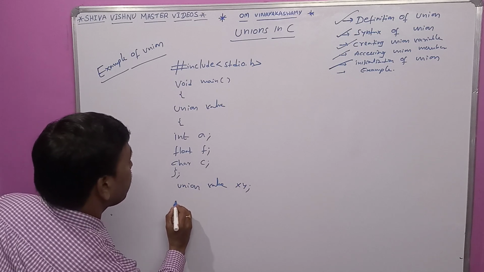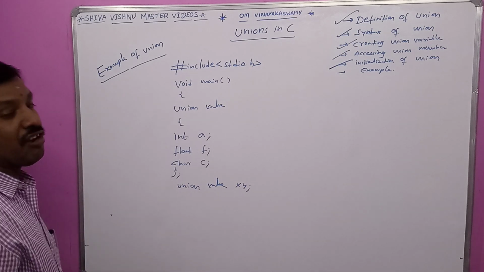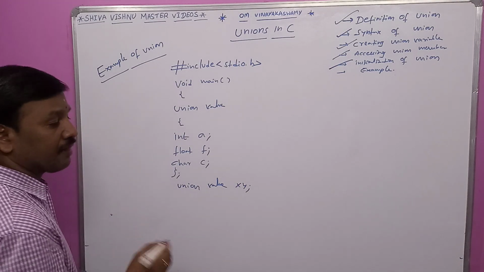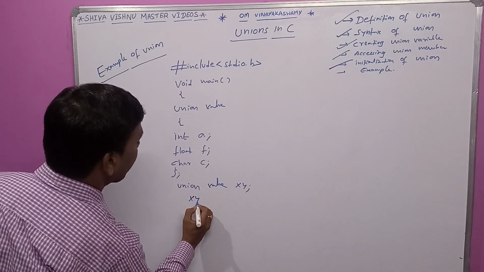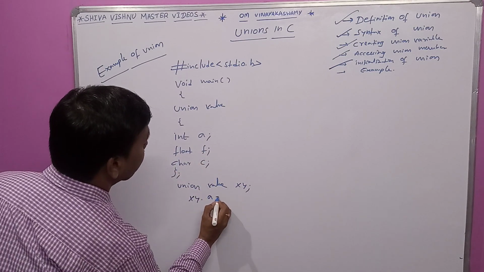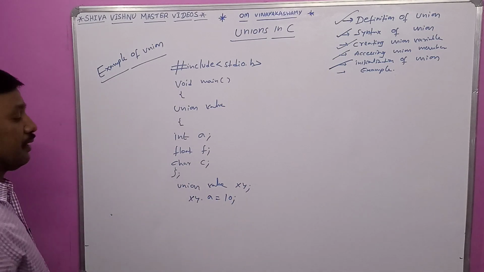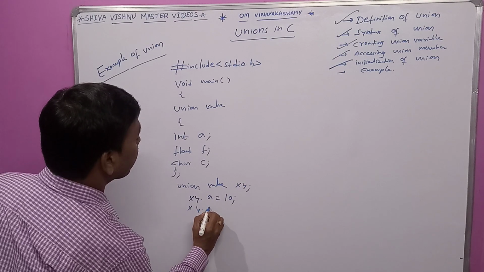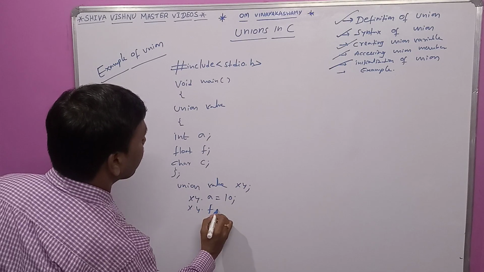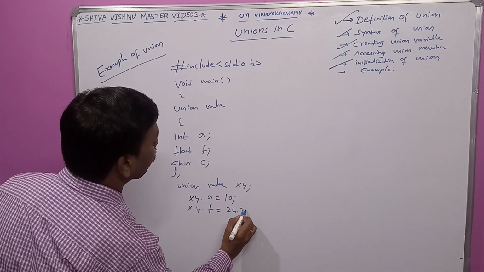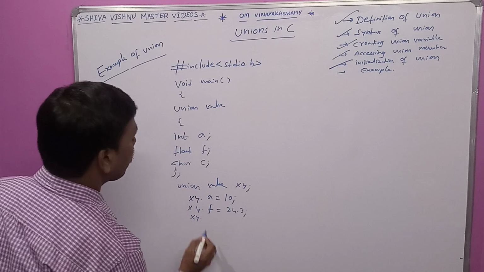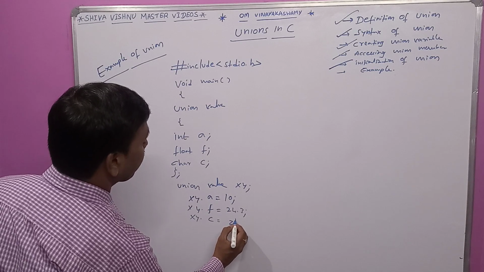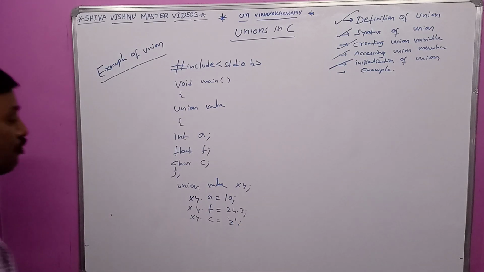Here now we can see the initialization. The initialization syntax is variable dot member. Variable xy dot member a. Here you can see we are assigning 10. Then xy dot member f equals 24 point something. Here you can see xy dot c, the member c of the union, is assigned z in quotation marks.